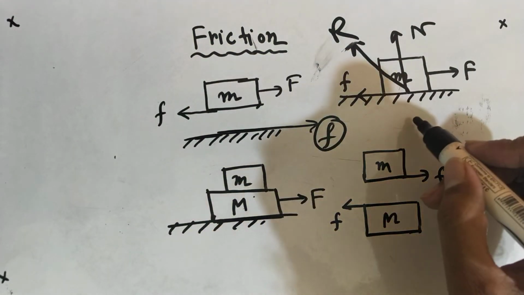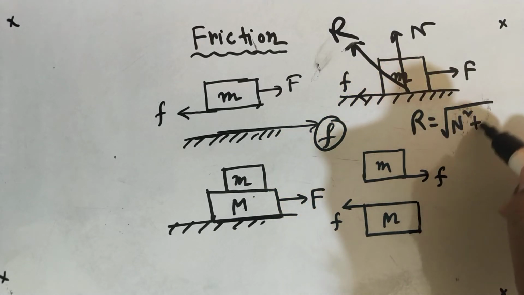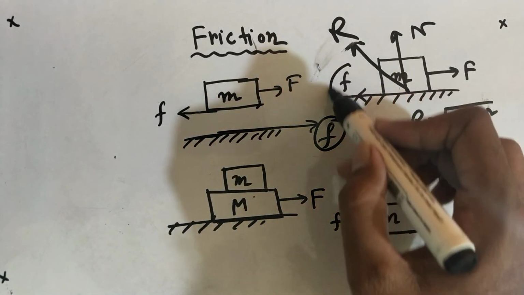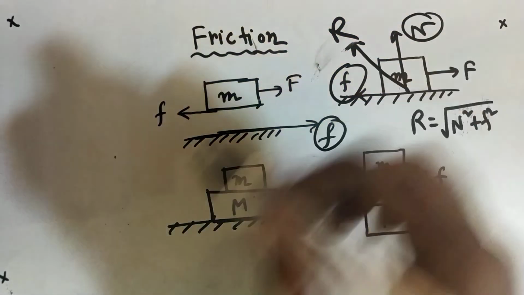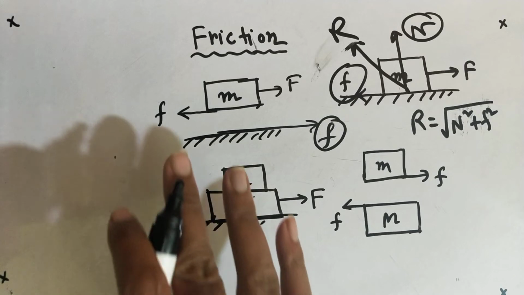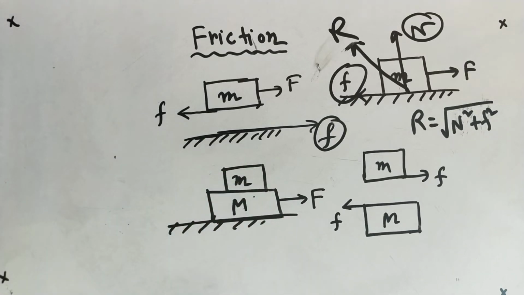So what will be the net contact force? R is equal to root N square plus F square. But F is the horizontal component and N is the vertical component. So frictional force is nothing but the horizontal component of the contact force. And another thing, by nature, what type of force is this frictional force, in which category will it fall?